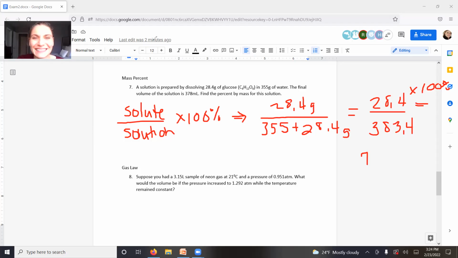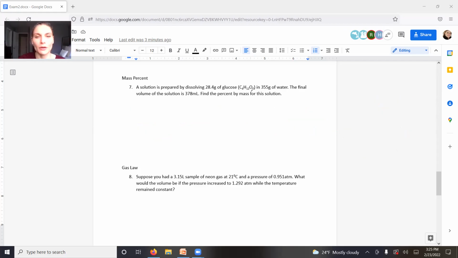Anyone try it yet? 7.41%. Yep, 7.41%. Perfect. So that's how you calculate those. Those are pretty straightforward and nothing too crazy going on there.